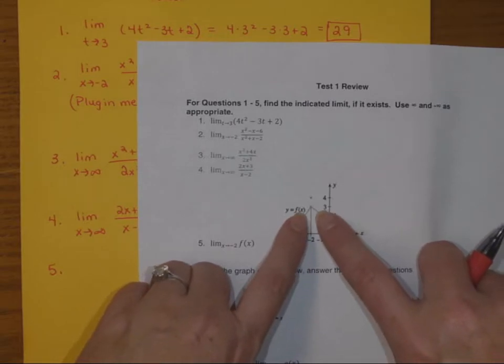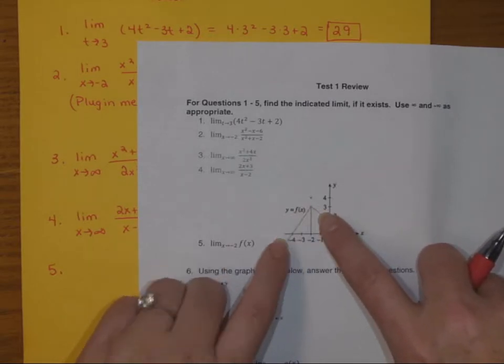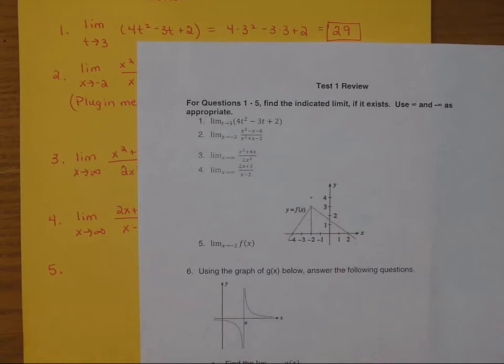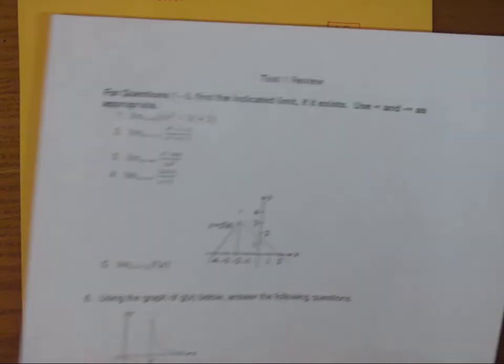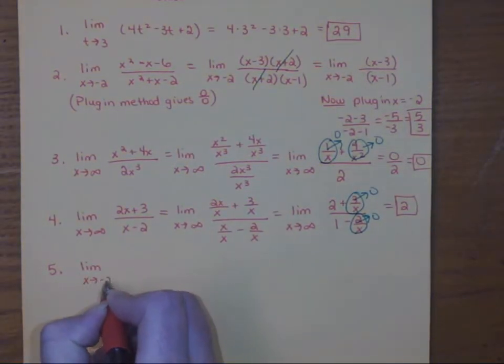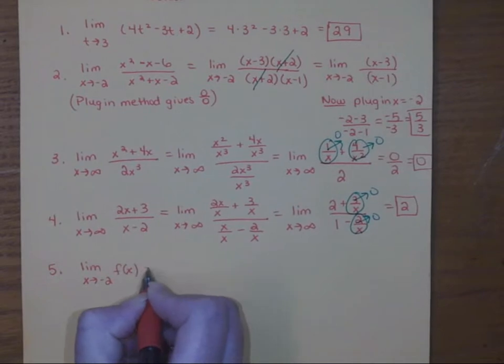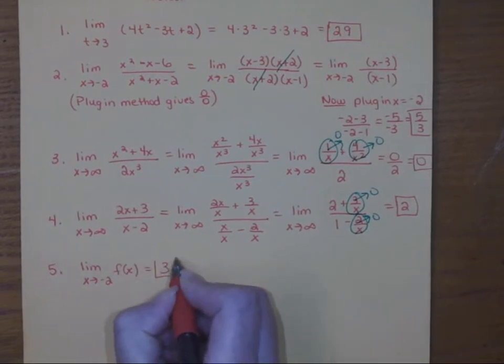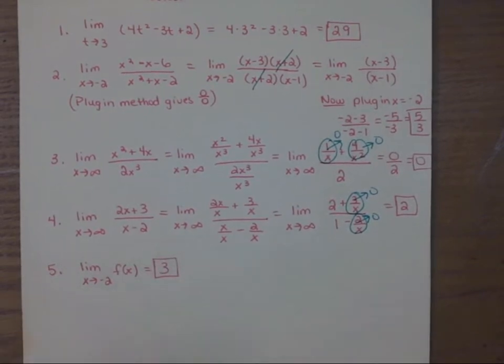So notice my fingers here. We're squeezing in on negative 2 from both directions, and we're being asked what the y value is getting close to as we do that. And notice there's not really a whole lot of work to show. We would just say the limit as x approaches negative 2 of this function, if we approach from both the left and the right, we're getting close to a y value of 3. Okay, so not a whole lot of work to show for that one.